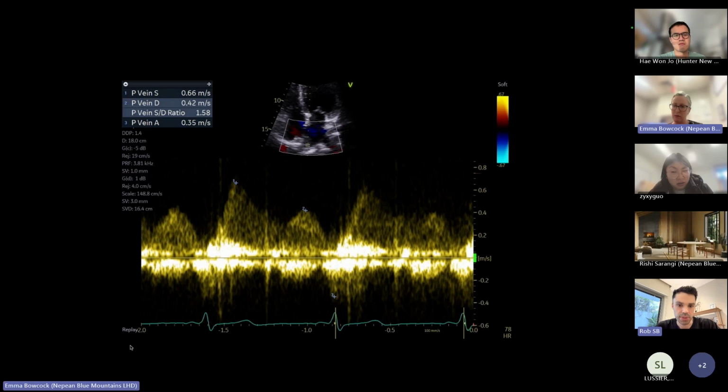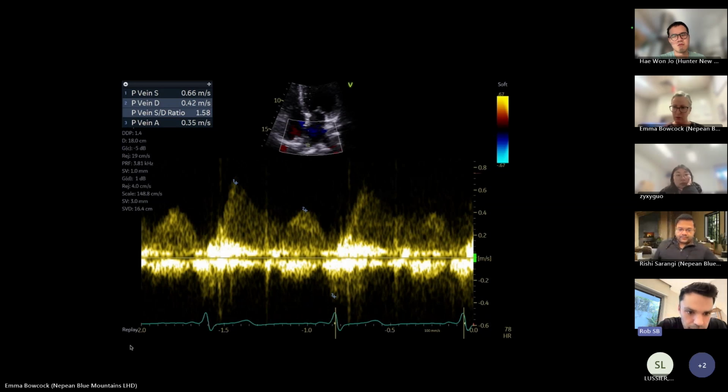This is pulse Doppler through the pulmonary vein, so probably the right upper pulmonary vein, and the S wave and D wave are at normal ratio, and the AR velocity is on the cusp. So let me, P vein A, yep. So that's on the cusp. If it's been measured correctly, greater than 35 is considered abnormal. We haven't measured the AR duration.